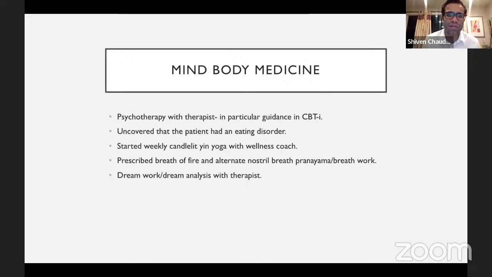So we started her also on a weekly candlelit yin yoga class with our wellness coach. We prescribed her 2 different breathwork techniques that come from yoga, which are called pranayama, the term for breath work. One of them was called breath of fire. Now, it's interesting that yogis wrote about healing the digestive system, your gut, your liver, even before they knew some of these fancy diagnoses. I'm pretty sure they did not know what celiac disease was.